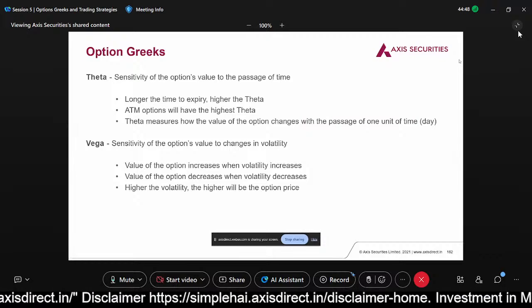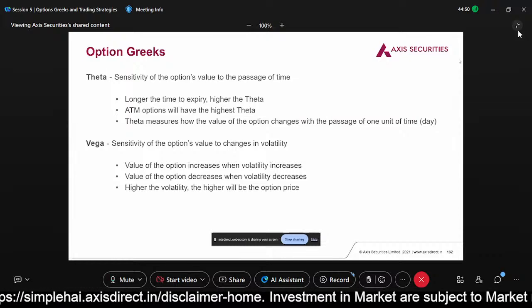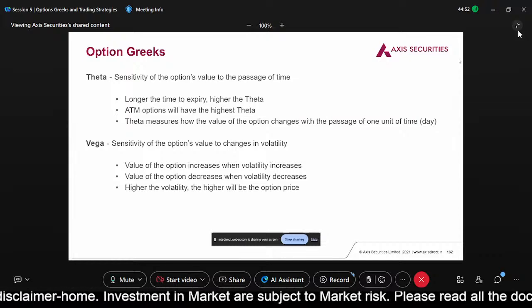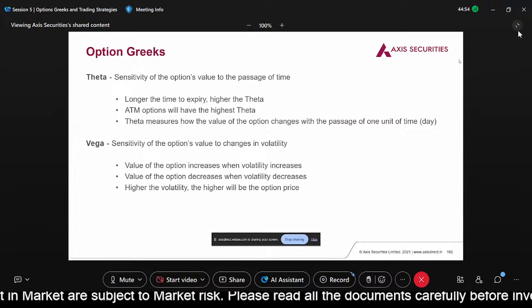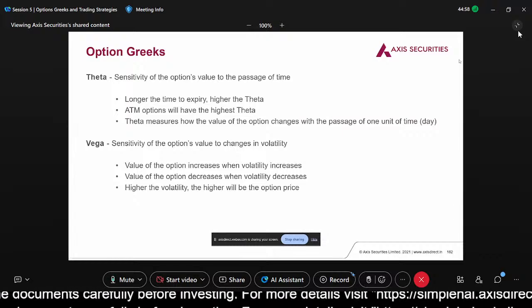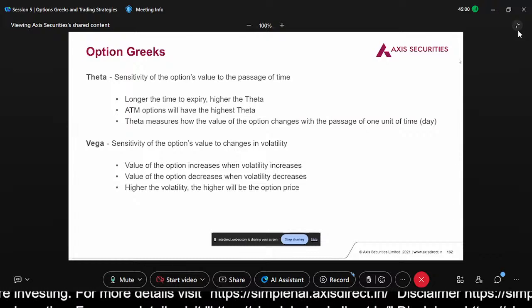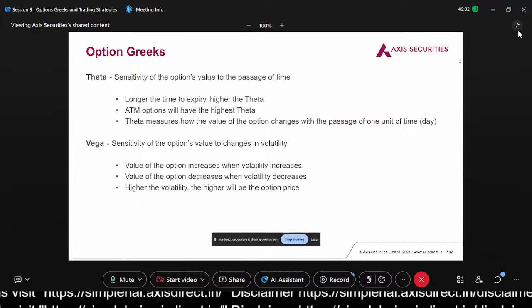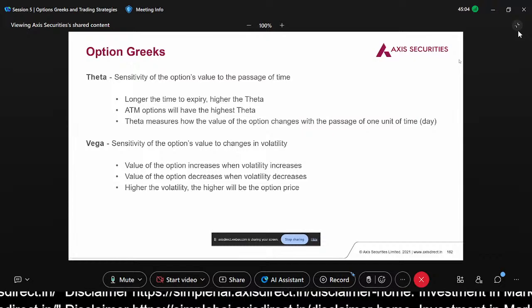So basically, for the call buyer or the put buyer, theta is the culprit, but for the call seller and put seller, theta is a very good friend. Now just adding on to Rohit. So for the buyer it's a culprit. So all long positions are negative theta, right?